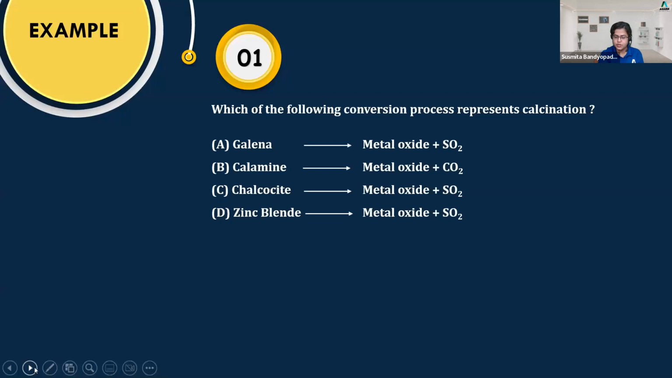Tell me, which is the correct calcination process?